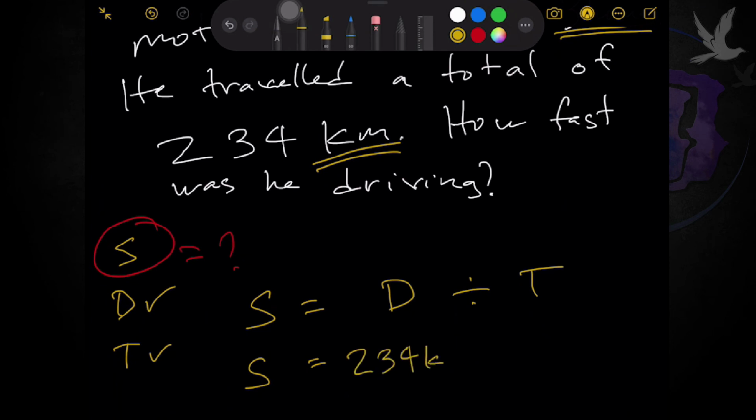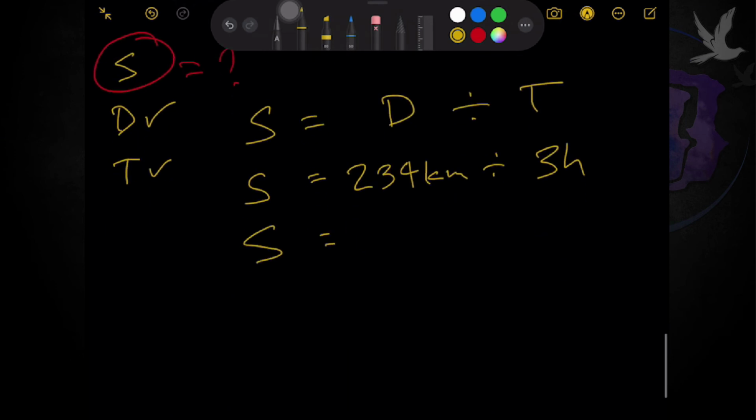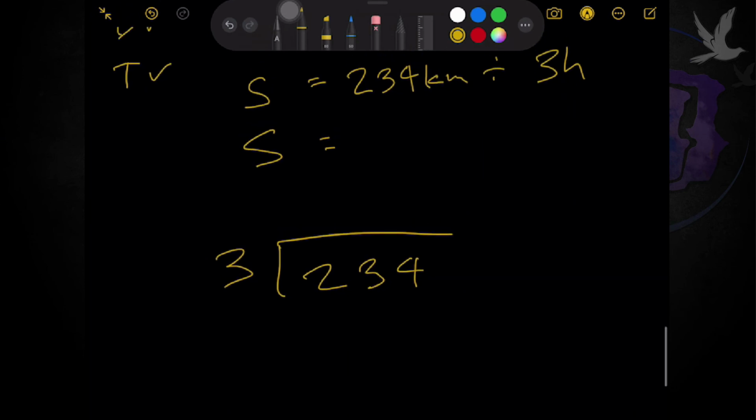234 km. Divided by time. What is our time? 3 hours. Or 3h. Okay. So, ganun lang. So, all you need to do now is just to divide. 234 divided by 3. You cannot divide 2 divided by 3. So, take 2 digits na right away. That's 23 divided by 3.